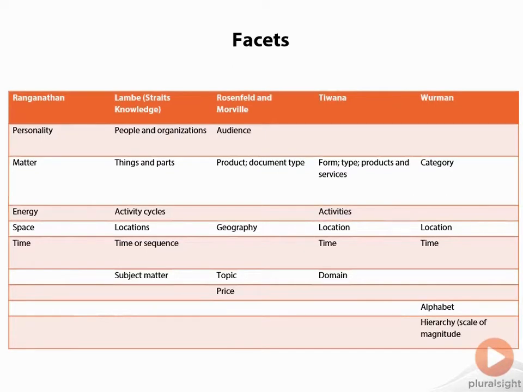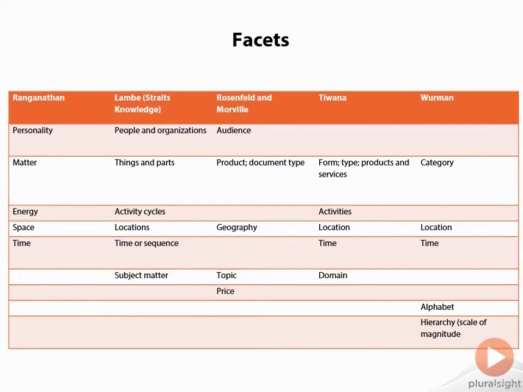And the next one is matter and things and products and so forth. So personality or person, matter, energy, so activity cycles: what part of the activity is it? What phase is it? Space, in terms of location and geography, those sorts of things. Time: how are they temporally related? Is it before or after or coincident with? How do you break things down in time? There's just a different way to break things down.